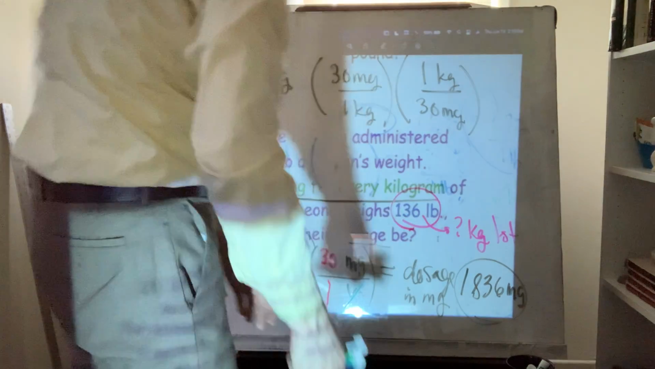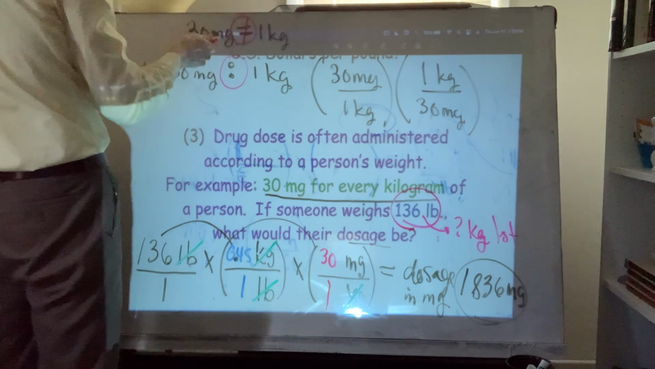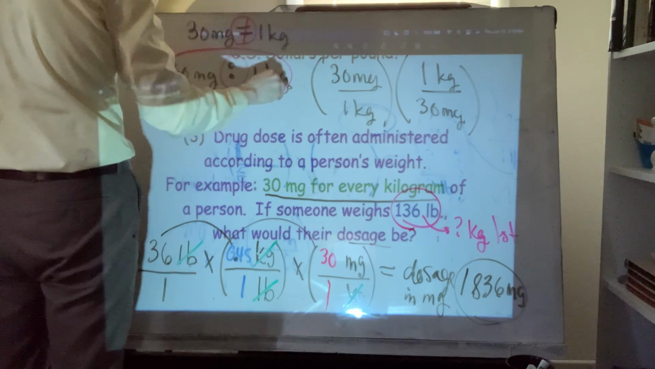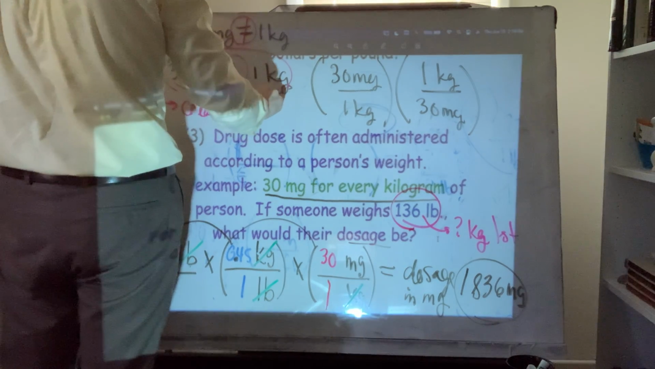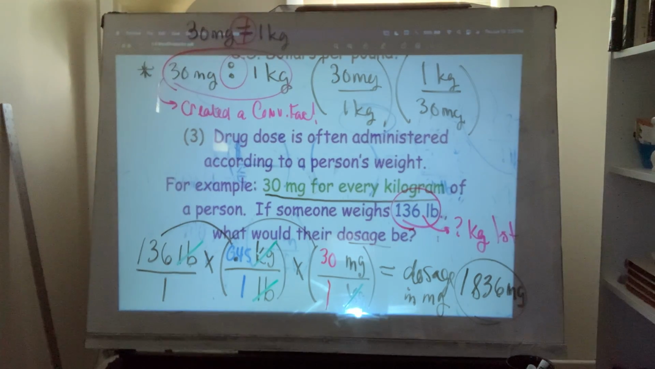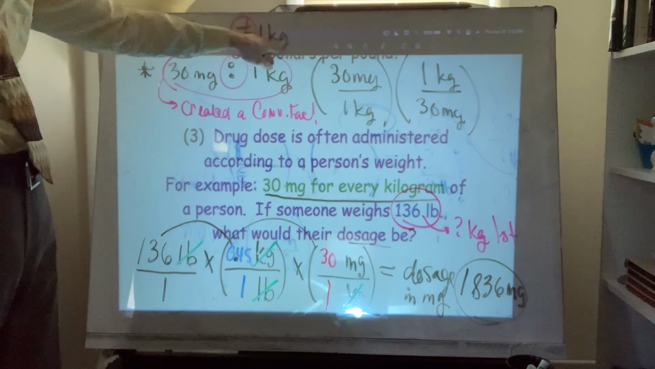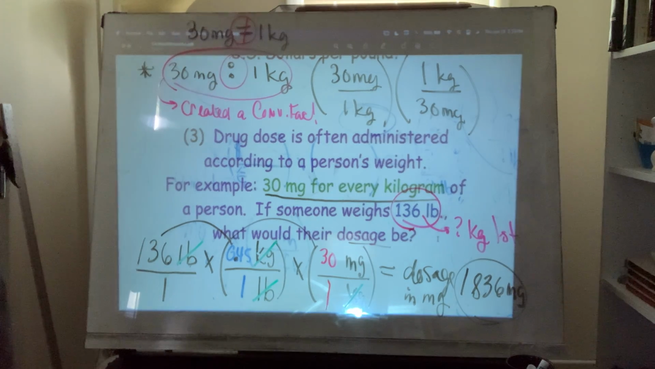And I think that's it. Essentially what we've done here is, even though this is not true, 30 milligrams is not equal to 1 kilogram, that's baloney, in the context of this problem, we have contrived a conversion factor. Isn't that cool? I think so. You can do that. It's just understood that this is not really an actual measurement of mass. It's just how we would relate to a person. Okay, and that is that.